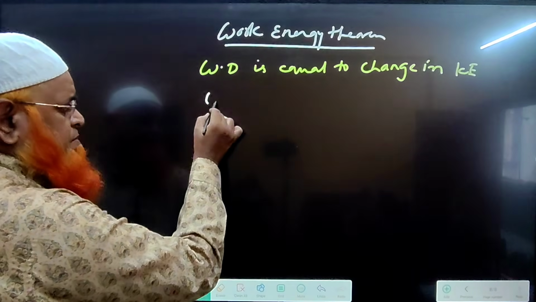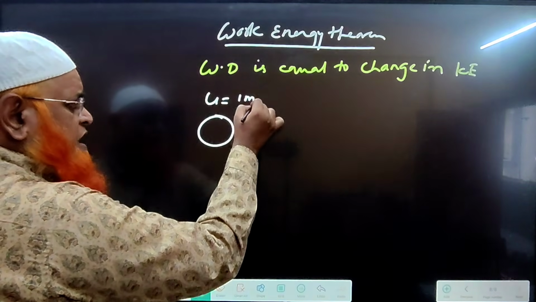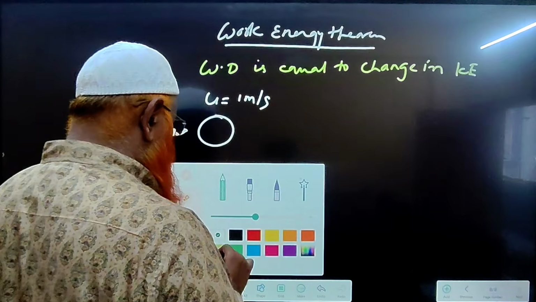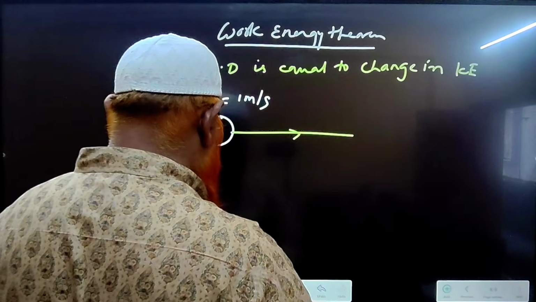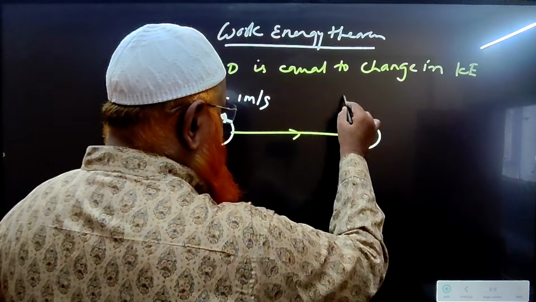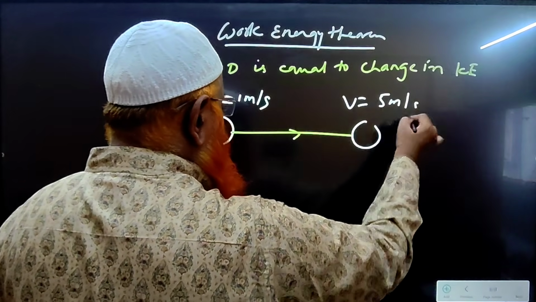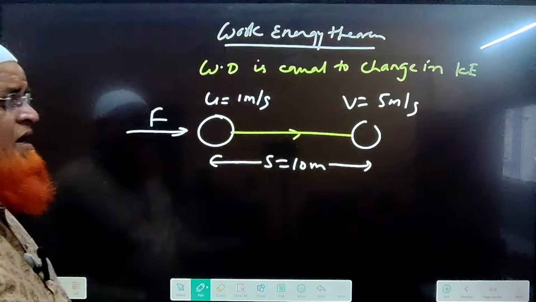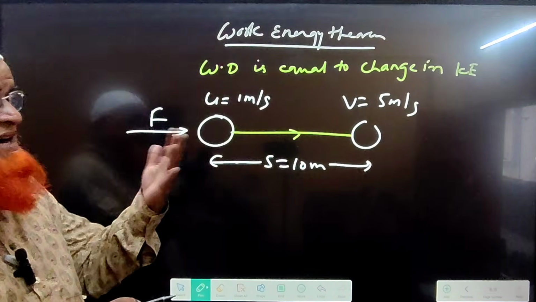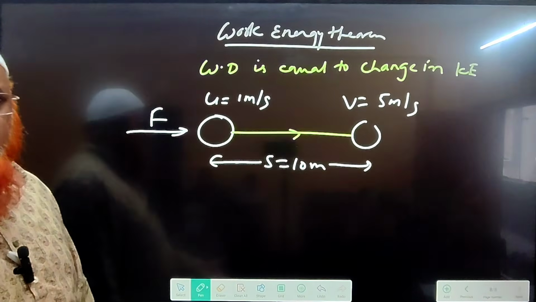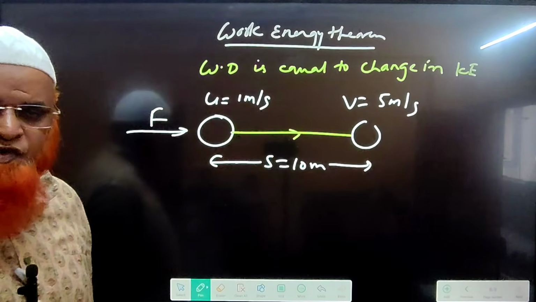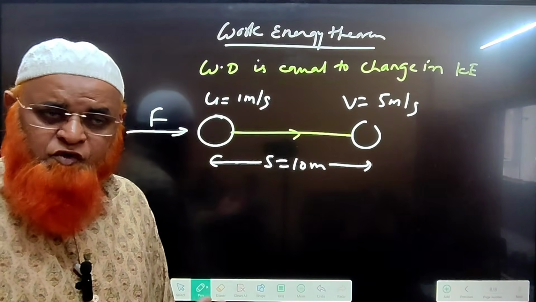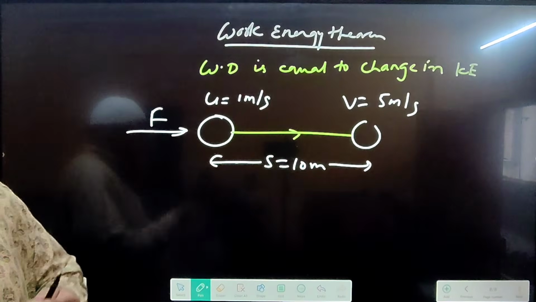See, same as the old example. Already this ball is having a speed of 1 meter per second. You kicked it with some force. Once you kicked it with some force, it is moving forward and it has gained a velocity of 5 meter per second. It has traveled a distance of 10 meters like this. Its initial velocity is not zero now. Already it has velocity. See, the football is already moving. Again, you kick it with some force. Its speed has increased from 1 to 5.